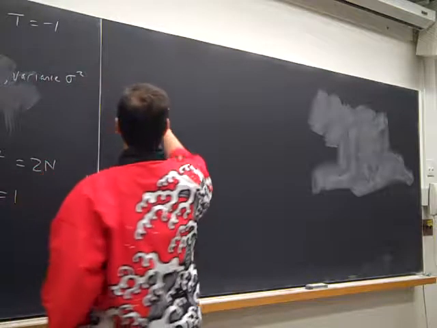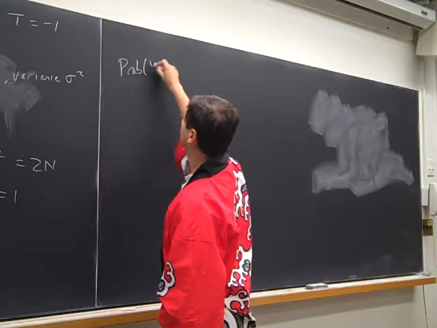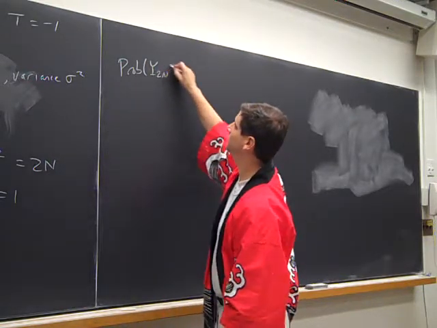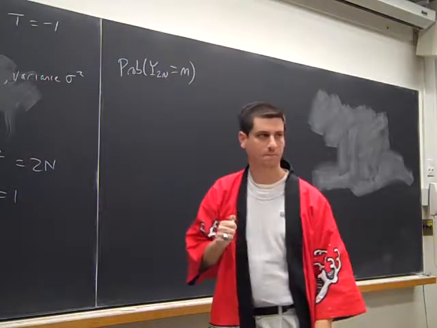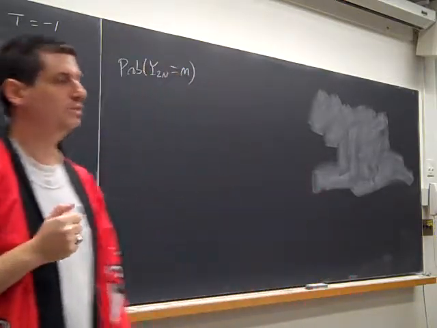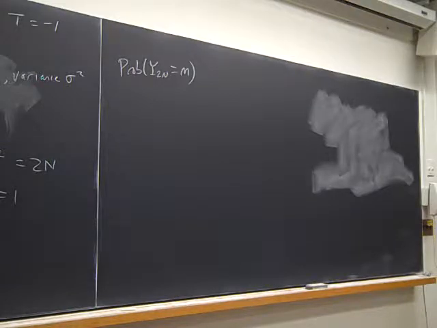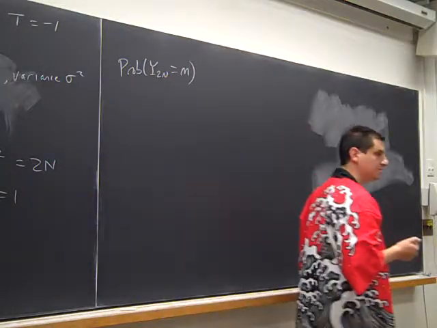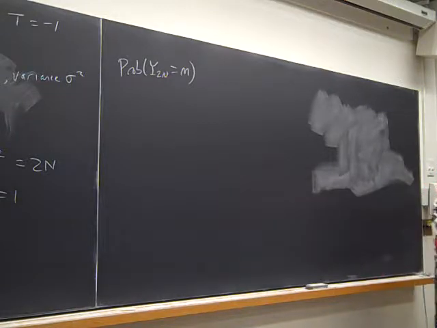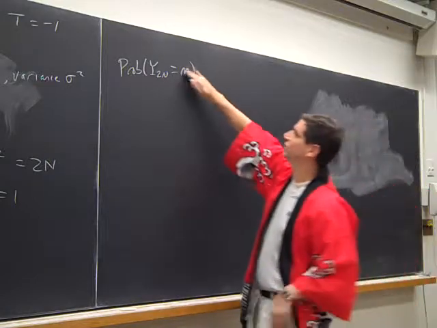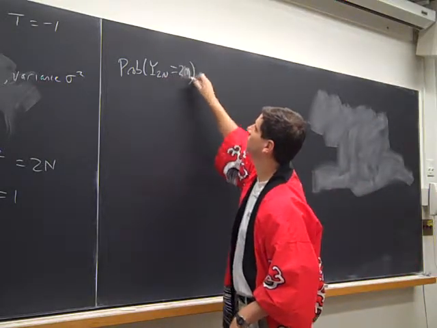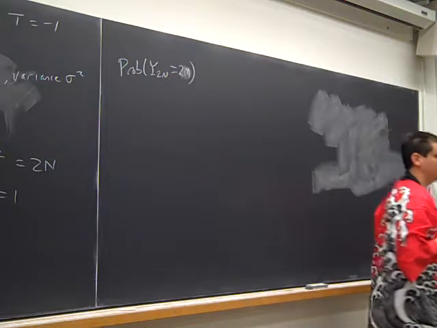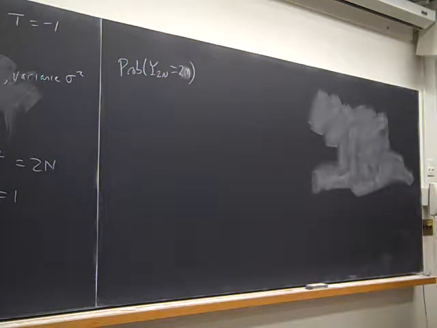Okay? So what is the probability that y_2n equals m? What kind of m should I be looking at? Should m be square root of 2? Would that be a good m to investigate? No. Okay, so what m should I look at? Evens. So rather than calling this m, what should I really call this? 2m. Because I know the probability that it equals an odd number is 0. Well, what's the probability that it equals 2m?